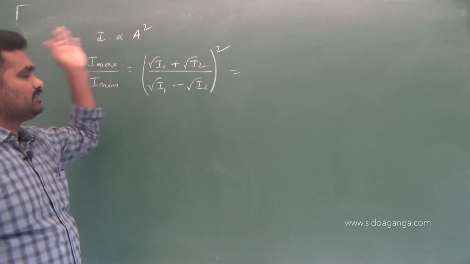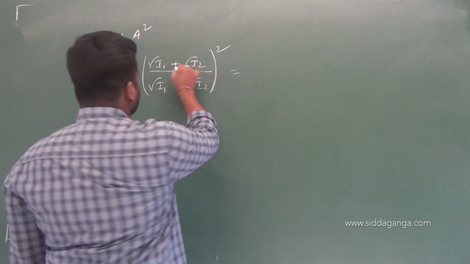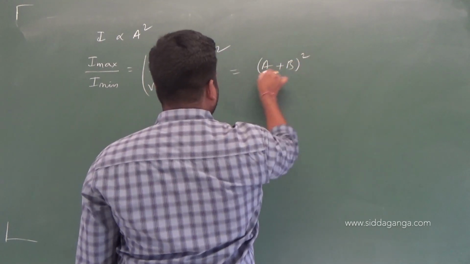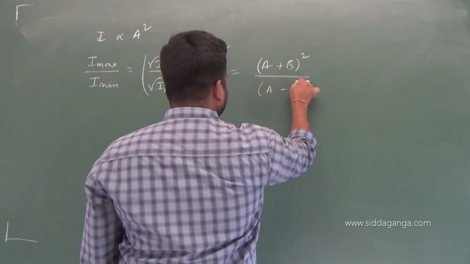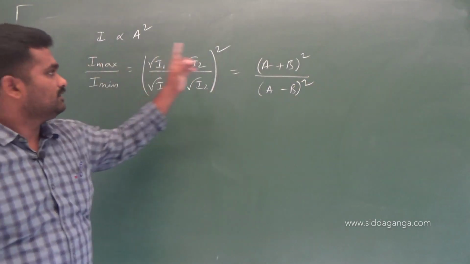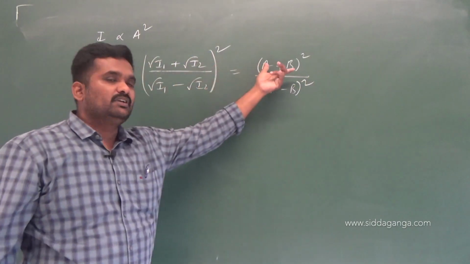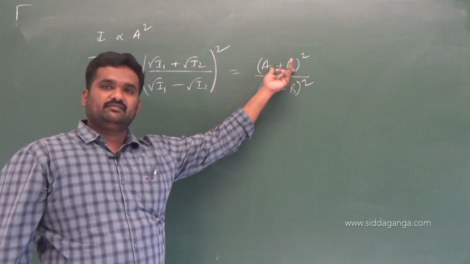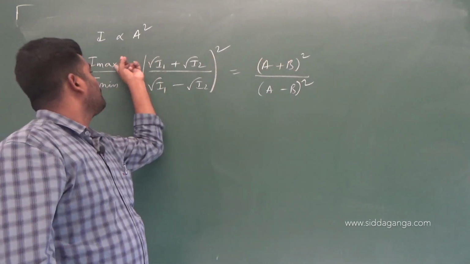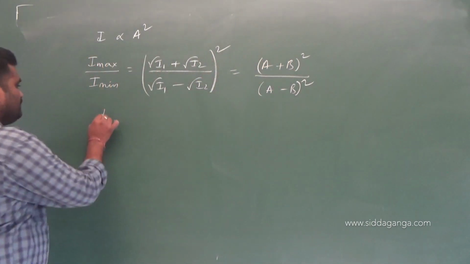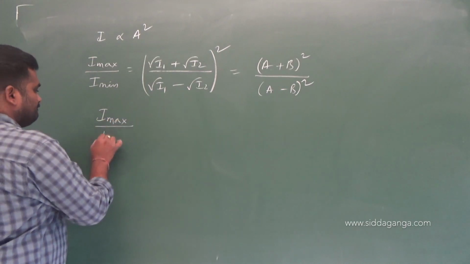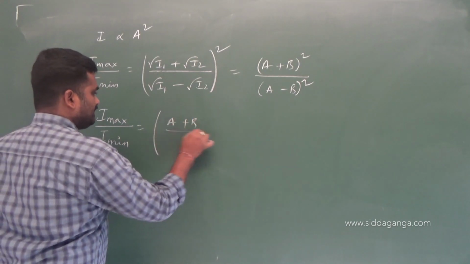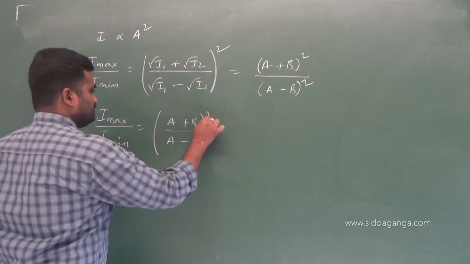If intensities are given, then how do we write it in terms of amplitudes? This will be equal to A plus B whole square divided by A minus B whole square. Intensity is directly proportional to the square of the amplitude. The amplitude of the resultant in the case of constructive interference is A plus B, that's why I is proportional to A square. So I maximum by I minimum equals A plus B divided by A minus B, whole square.